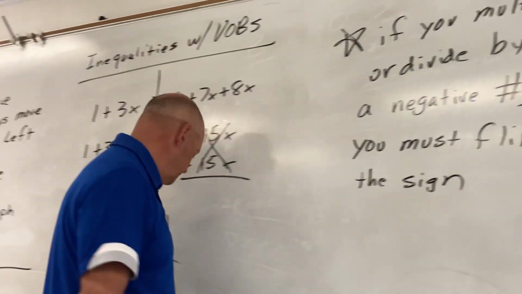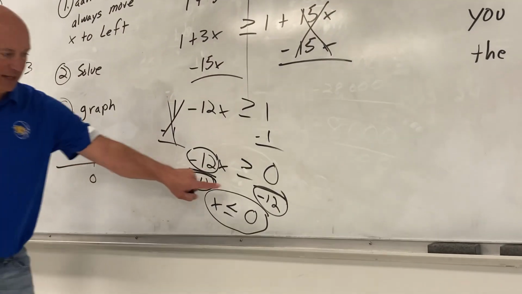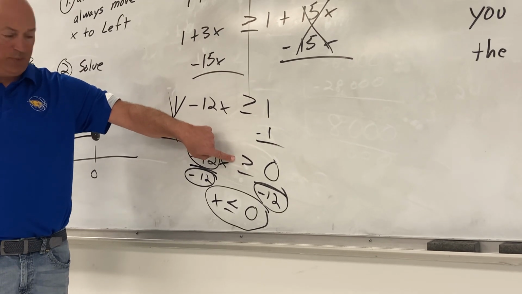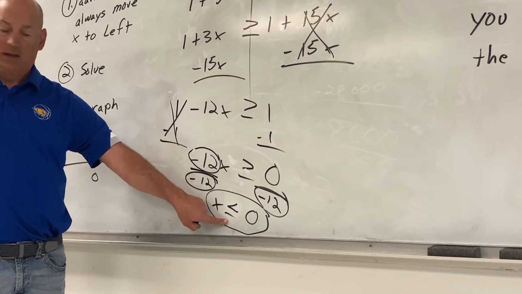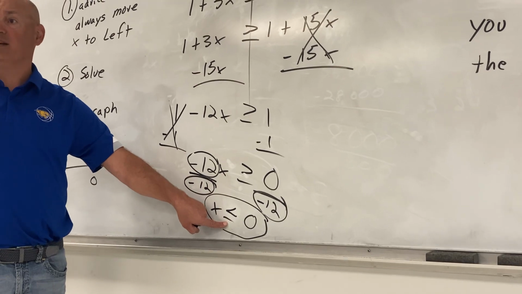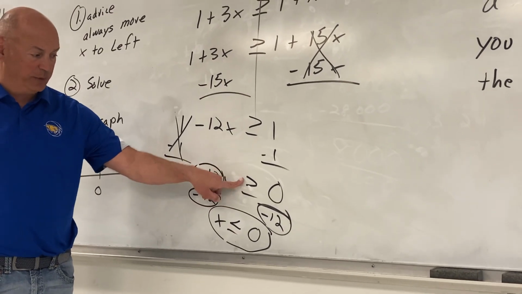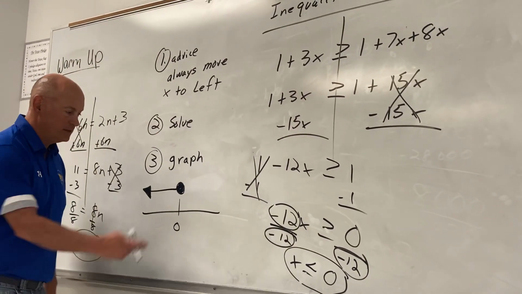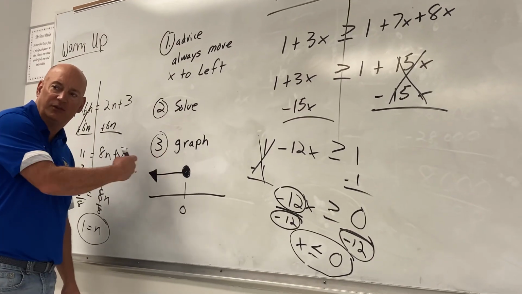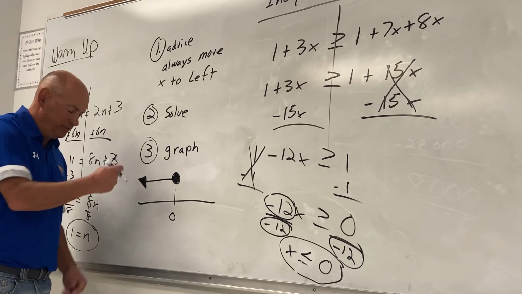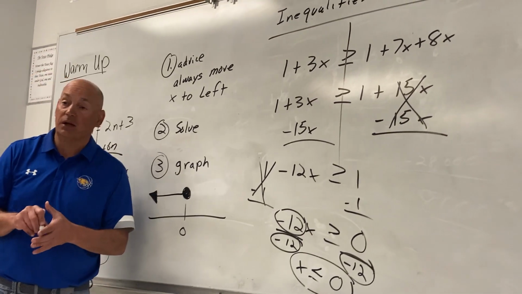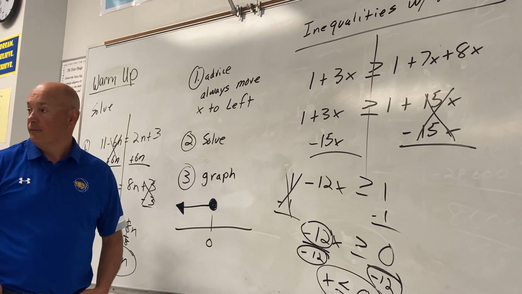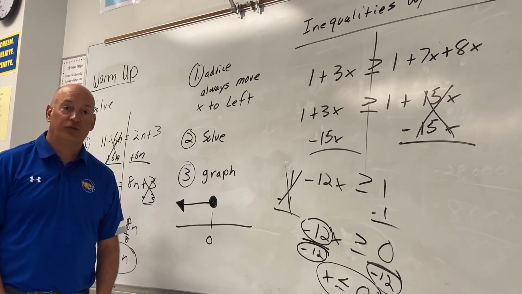So right here, when we divide it by a negative 12, it is no longer greater than or equal to. We have to flip it and make it less than or equal to. The sign changes from here to here because we divided by that negative number. So now the graph should have been going to the left. And now everything is correct. Any questions?